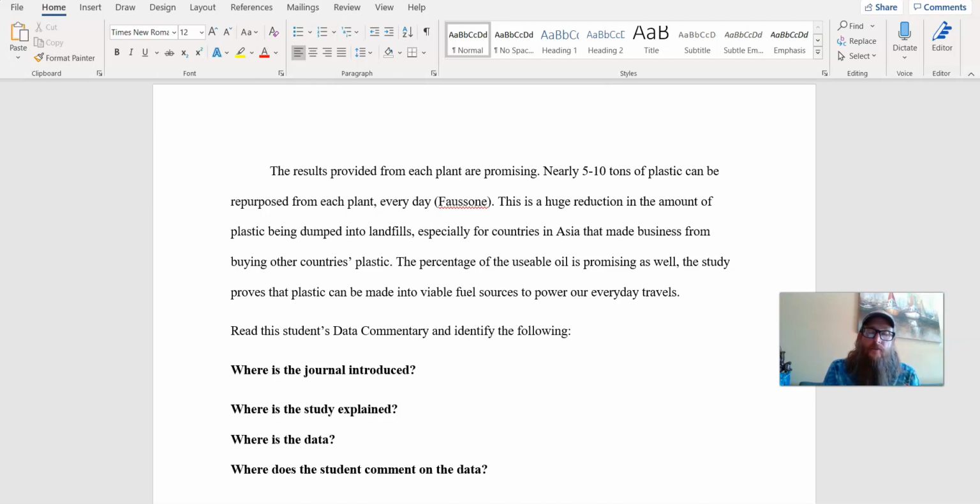Okay, I think this is, like I said, a good example. It does everything I've asked for in the directions. If you're in the social media group or the opioid crisis group and you would rather look at those sample papers, those data commentary sections are pretty good as well. So feel free to do that.